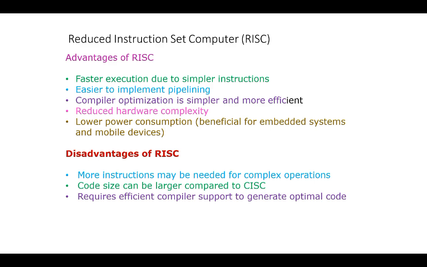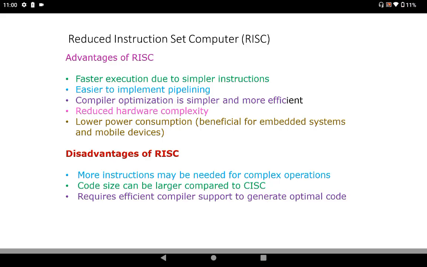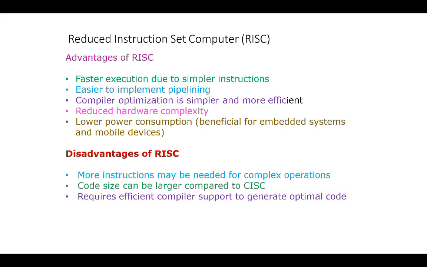There are disadvantages also. Some of them are that more instructions are needed for complex operations, which means we need to write a larger number of instructions. So the code size becomes large, which means a larger program size, and it requires an efficient compiler. These are the things involved in the RISC processor.